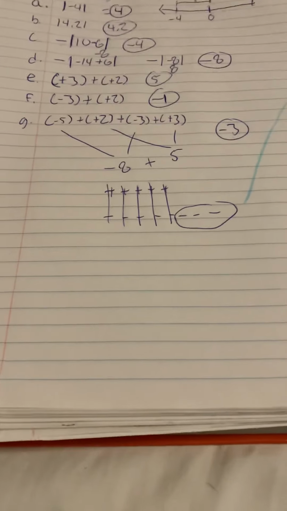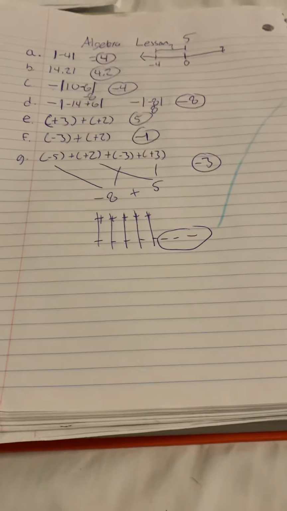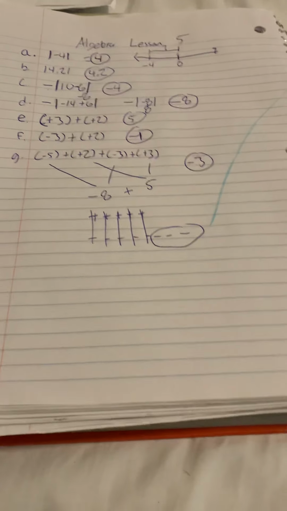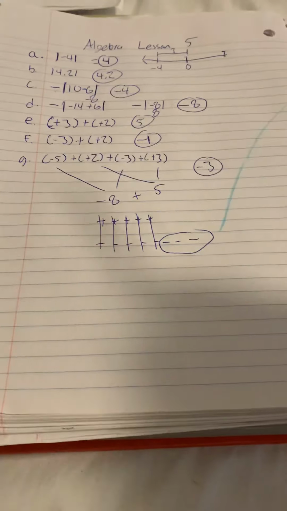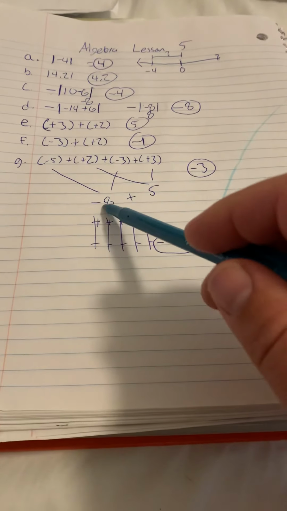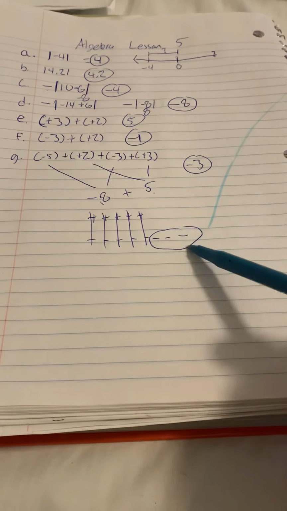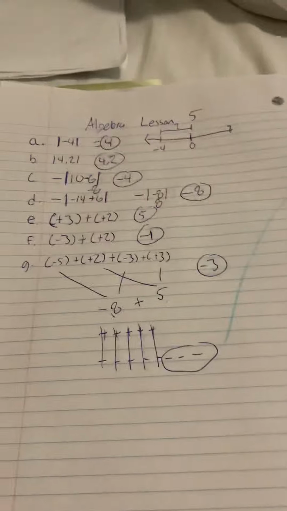One positive and one negative have sort of an equal strength, just opposite, so they will cancel each other out. So that's what you can visualize when you're adding positives and negatives: 8 negatives combined with 5 positives. 5 of each will cancel out, but then I'll be left with 3 negatives. All right, that is Algebra Lesson 5.